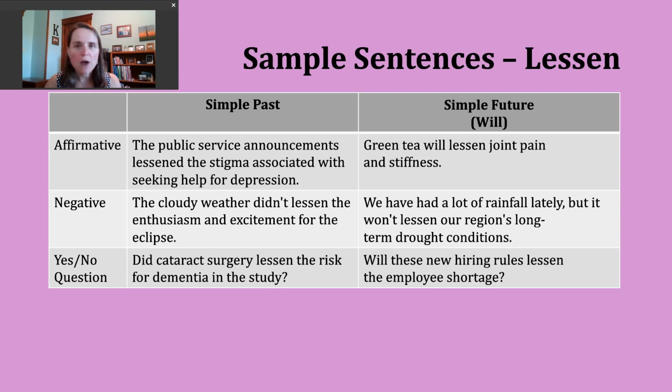Okay, so drought, a period where there's below average rainfall, can have a really negative impact on farmers and their ability to grow crops. Now, let's look at making our yes or no question in the simple future. To do this, we're going to start with will, we're going to have our subject, and then the base verb. Here's my last example. Will these new hiring rules lessen the employee shortage?